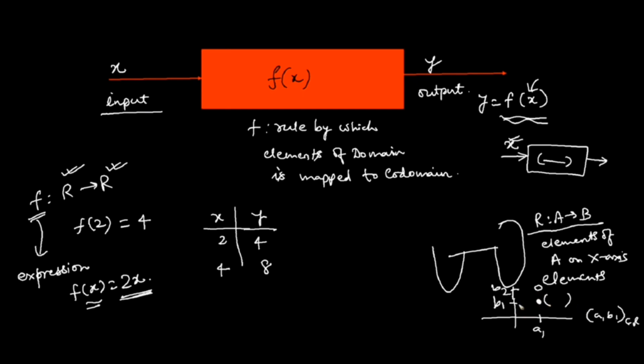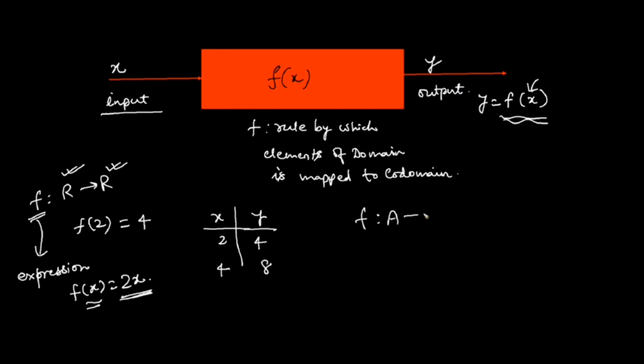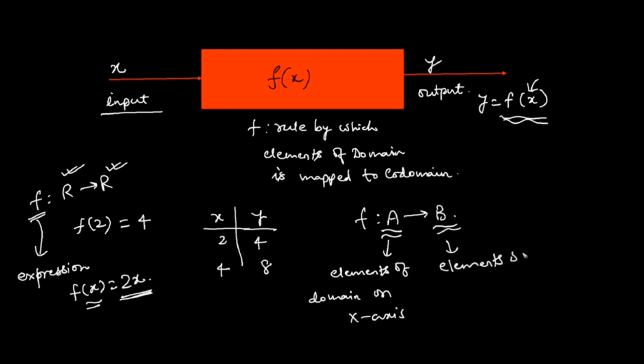Now in case of function, your domain is on the x-axis and your codomain is on the y-axis. If the function is from A to B, then the elements of A, that is the elements of the domain, are on the x-axis and the elements of the codomain are on the y-axis. This is by convention.